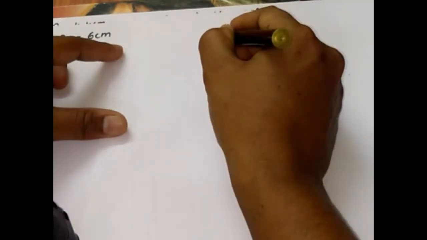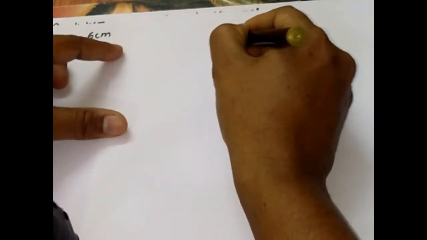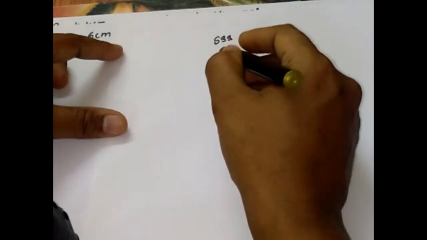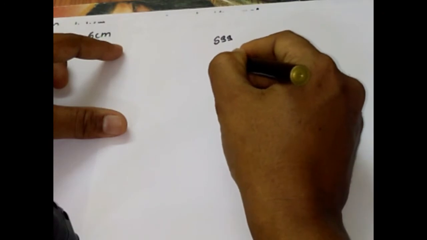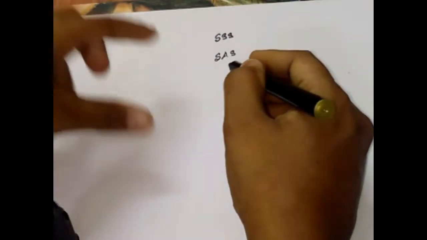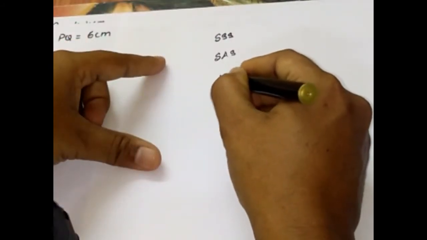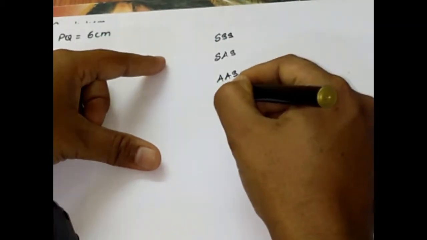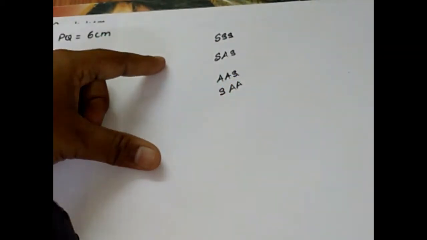In the previous class, we discussed how to construct a triangle when the measure of all three sides are given, and in the next class, we discussed how to construct a triangle when the measure of two sides and an angle is given. So in today's class, we are going to discuss how to construct a triangle when the measure of two angles and a side is given. So that means it can be a side and two angles.